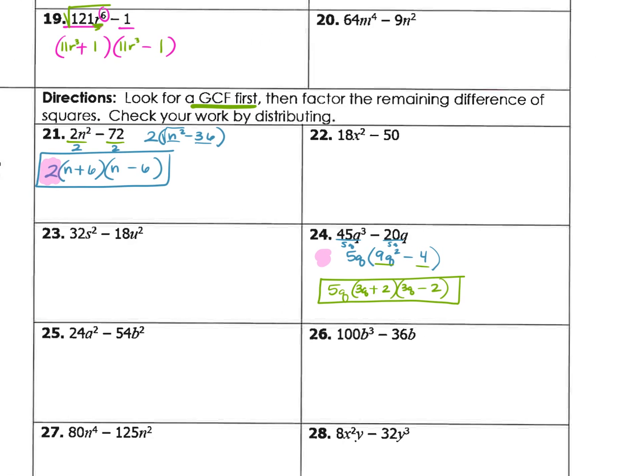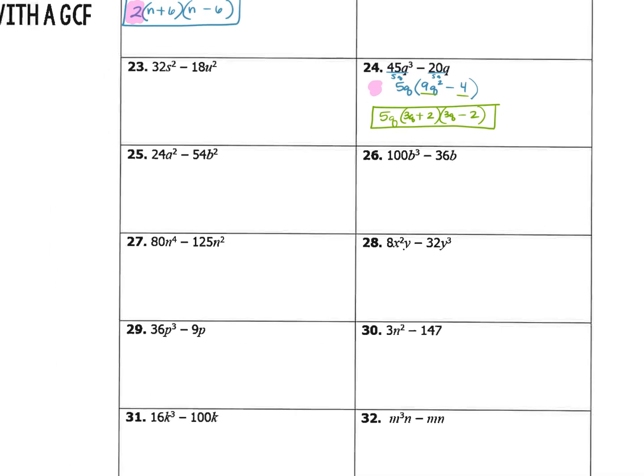I try to be really specific on the quizzes and the test and say, look for a GCF first. That doesn't mean there always is a GCF, but I try to remind you, like, hey, look for it. Maybe it's there, maybe it's not. But if it is there, make sure you take that out first and then do difference of squares. Okay. 2 more, but I want you to try them on your own first. So 25 and 27. Do those 2 on your own or with a neighbor. See what you get. If there's a GCF, take it out. And then do difference of squares.